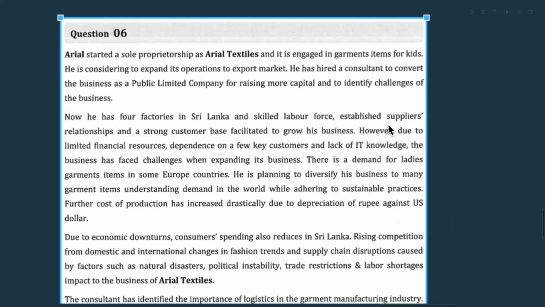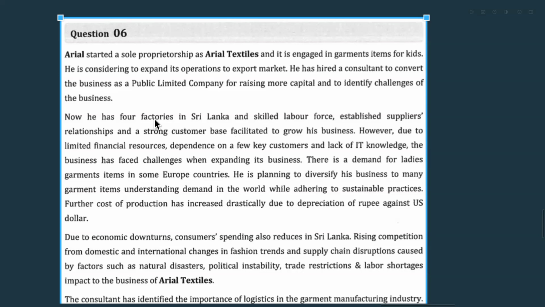At the same time, established supplier relationship. So suppliers are in the external environment, in the task environment. And also there is a well-established supplier relationship. It means they know when they will order, when we have to deliver, our terms and conditions. They know about our business. There's a good relationship. So that is an opportunity, from the external environment, as well as a strong customer base. Customers are in the external environment, actually in the task environment. And also they have a strong customer base, right? So these are the opportunities.